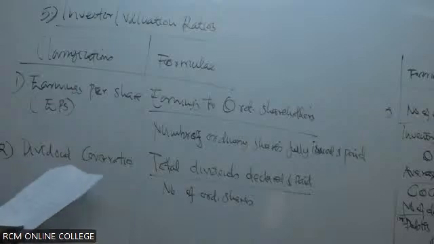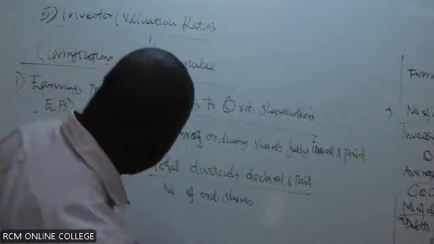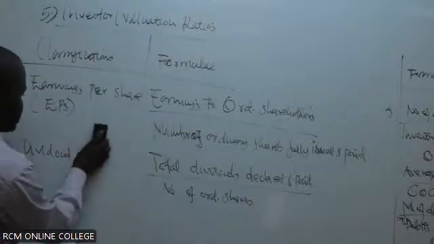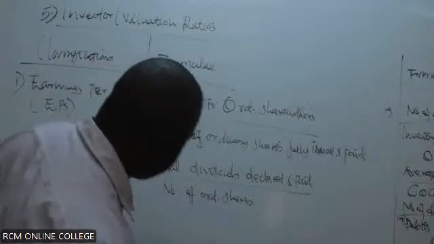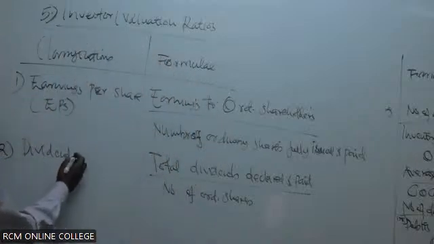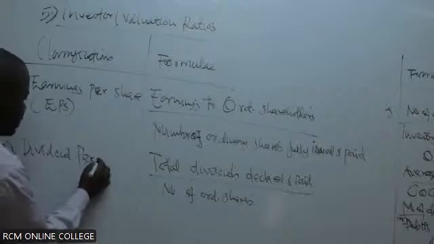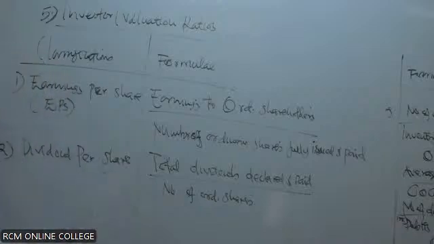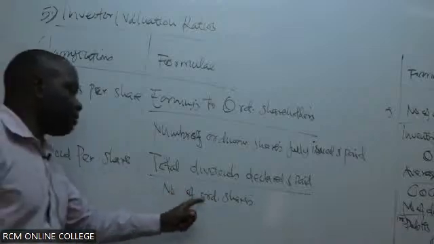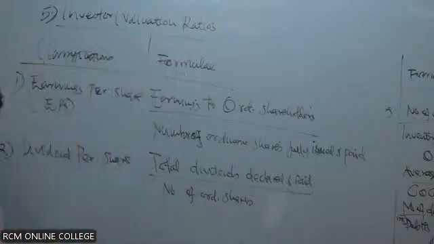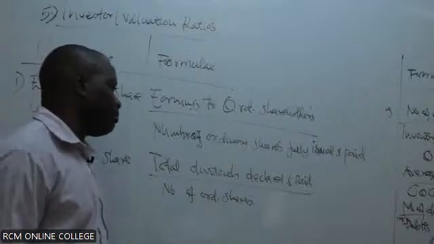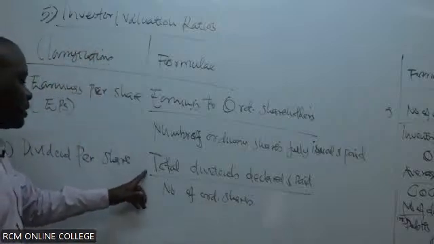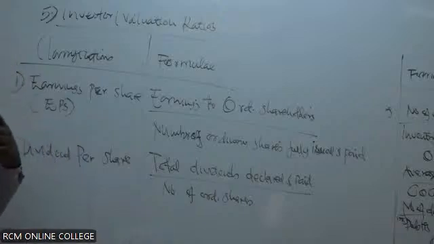Sorry, this is supposed to be not dividend cover, but dividend per share. You can just correct that. We'll see dividend cover later. So it's dividend per share: the total dividends declared and paid, divided by the number of shares. You want to know how much has actually been paid for each share you own in the company. So you take what has been paid as dividends and divide by the number of ordinary shares.